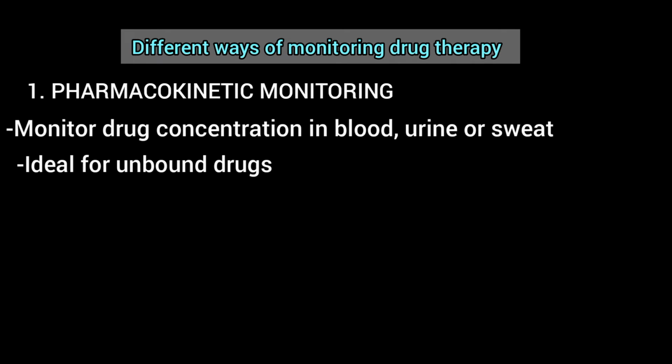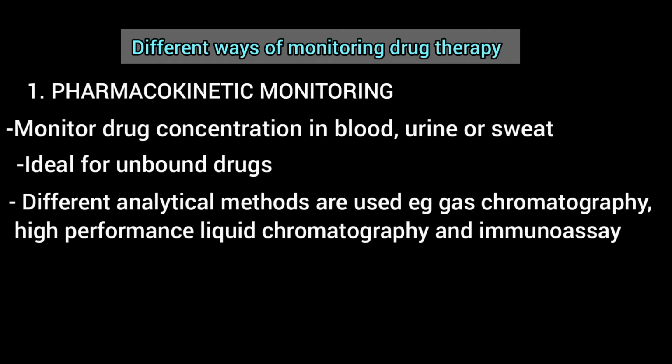There are different analytical methods that can be used for drug monitoring therapy of the drug concentration in the blood. Examples are gas chromatography, high performance liquid chromatography, and also immunoassays. Immunoassays are the newer methods and the ones which are more commonly used.